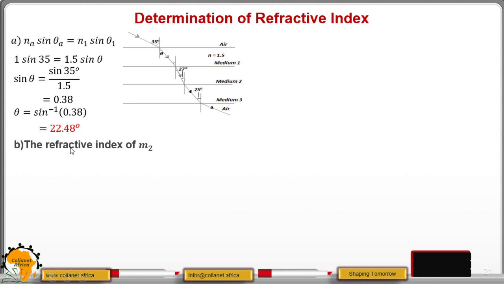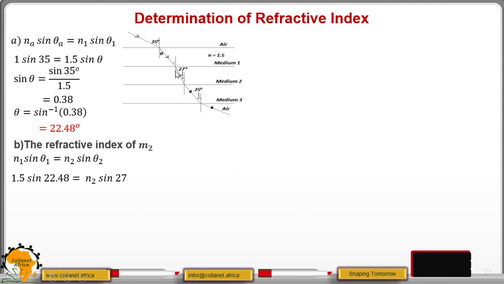Then the second question was asking about the refractive index of medium 2, and the refractive index of medium 2 is this value n2. So again, we apply the same formula: n1 sine theta 1 is equal to n2 sine theta 2. Then we substitute the values. We have n1 as 1.5, theta, this one, because we call them alternating angles, it is the same. So this is theta, this is theta. So 1.5 sine 22.48 is equal to n2 sine 27.